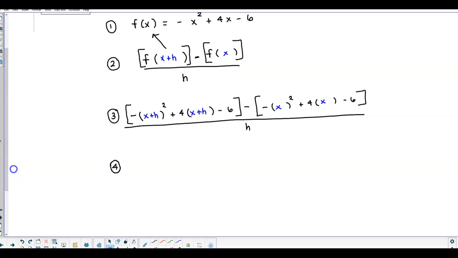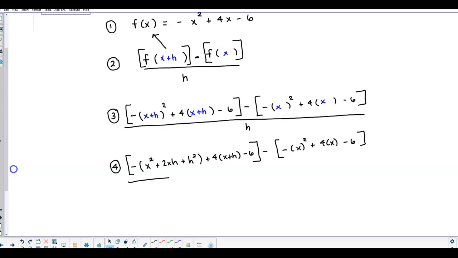Now for part 4, we're going to have to multiply this all out. When we multiply x plus h squared out, it's going to give us x squared plus 2xh plus h squared, plus 4 times x plus h minus 6, minus negative x squared plus 4 times x minus 6. And that's all over h.